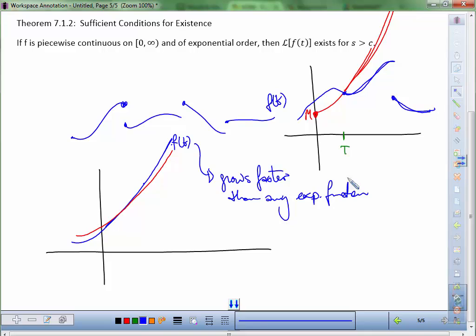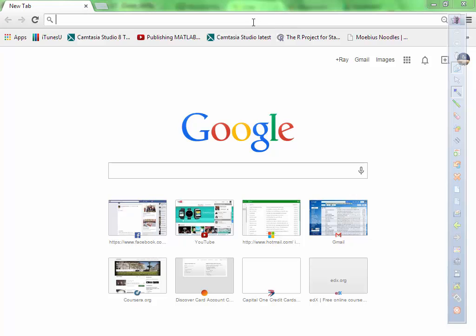Can anybody think of a function that goes faster than that? Not very many. Let me introduce you. Uh-oh, we're going on a tangent. e to the t squared? Yeah, that's a good one. I didn't think about that one.